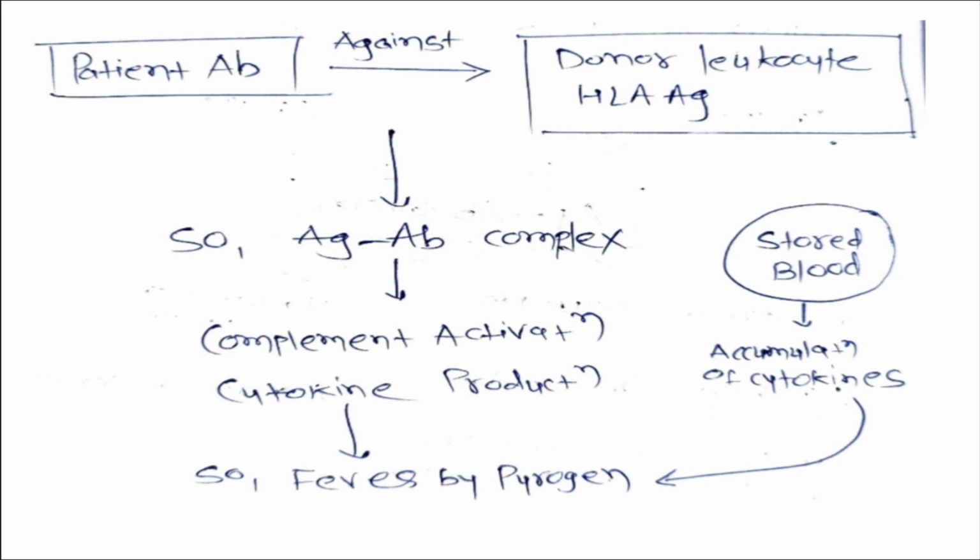The second cause for the development of FNHDR is that if you have stored the blood for a long time, then there can be accumulation of the cytokine within it, and the cytokine activation obviously will lead to release of interleukin 1, tumor necrosis factor, like that of pyrogen, and so you will have the fever.